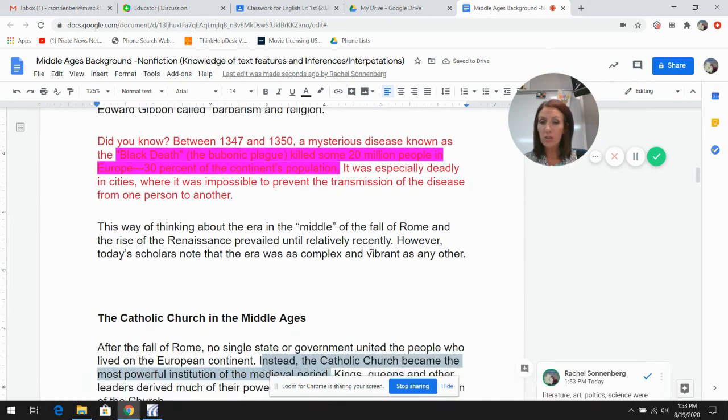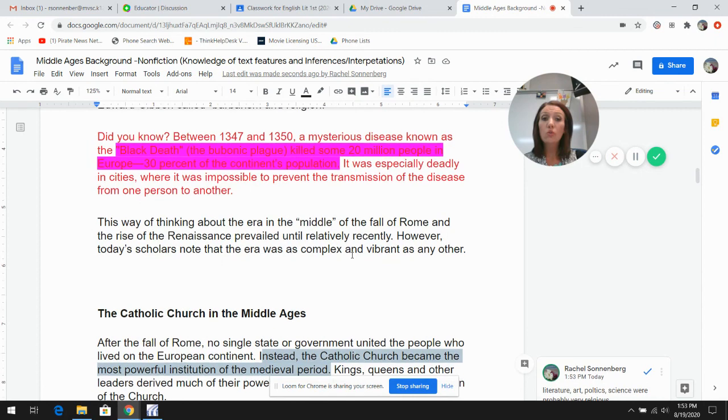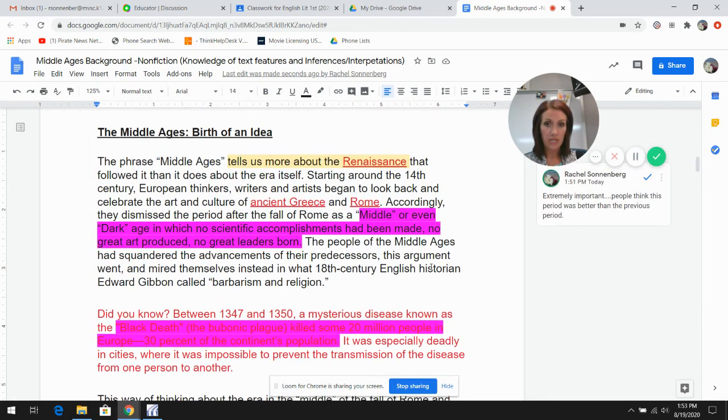So you might need to backtrack a little bit. You need to highlight here and underline here. You will continue to interact with the text as you read the rest of the document. It doesn't take all that long, really, but I want you to understand how you need to pay attention to the features, how you need to pay attention to explicitly stated detail, and implicit inferences and interpretations.